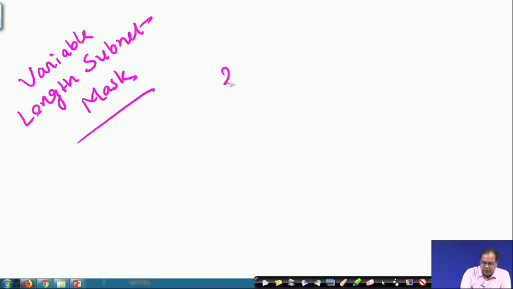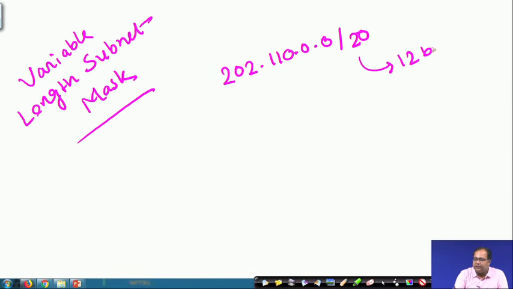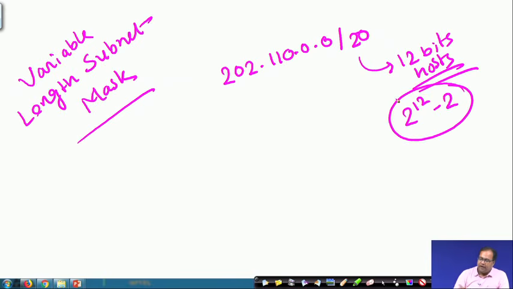Assume that your network IP that was given to you is 202.110.0.0/20. With this you have 20 bits in the network address space, the network prefix. So, you have 12 bits for hosts. If you have 12 bits for hosts, that means you can support 2 to the power 12 minus 2 hosts, that is 4096 minus 2, 4094 hosts.